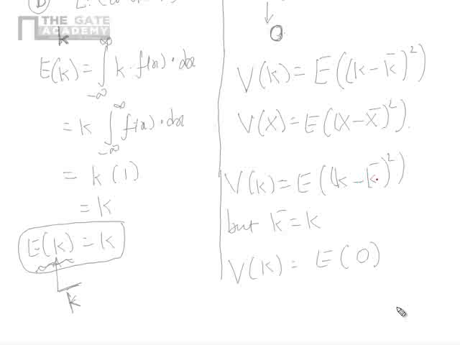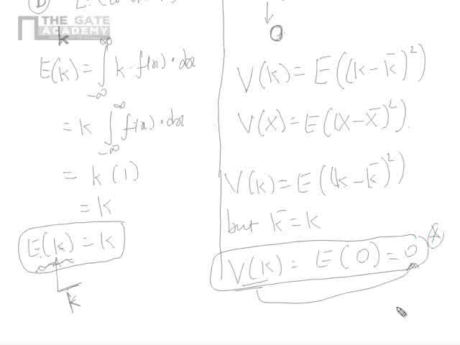And what is the expectancy of 0? 0 is a constant, so the expectancy of 0 will be 0 only. So the variance of a constant is 0. The constant does not vary, so the variance is 0. This is again a very important result. These are very important results. The expectancy of a constant is the constant itself, and the variance of a constant is 0.